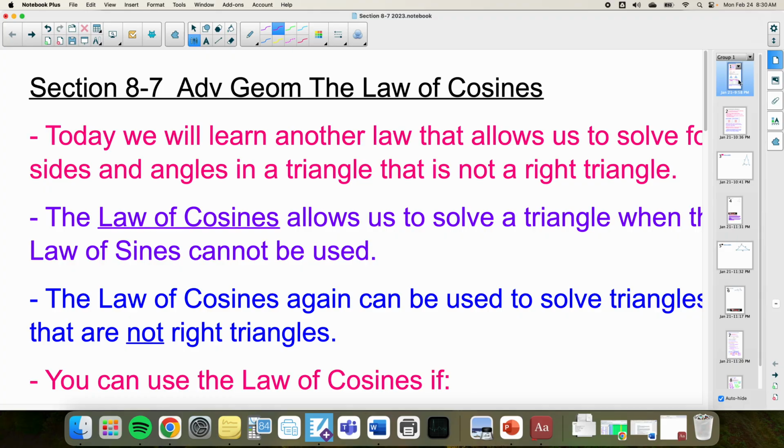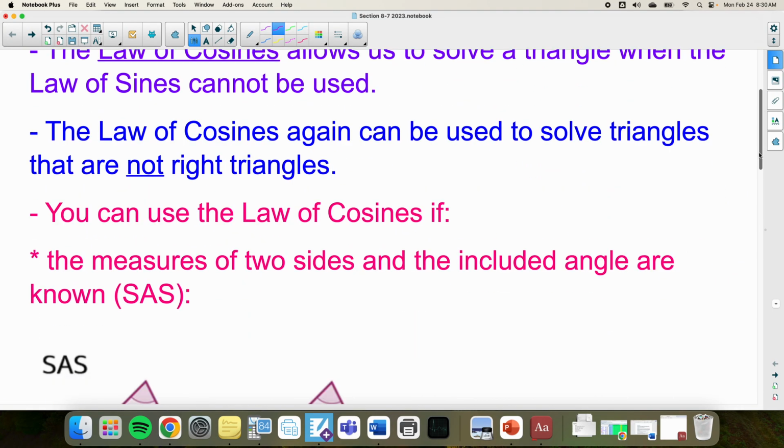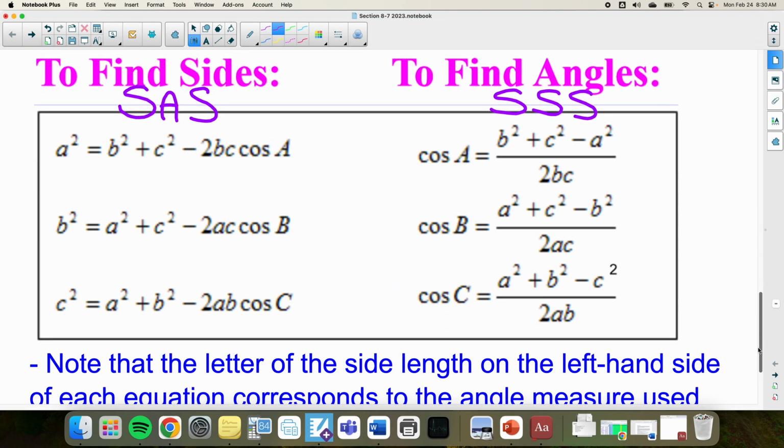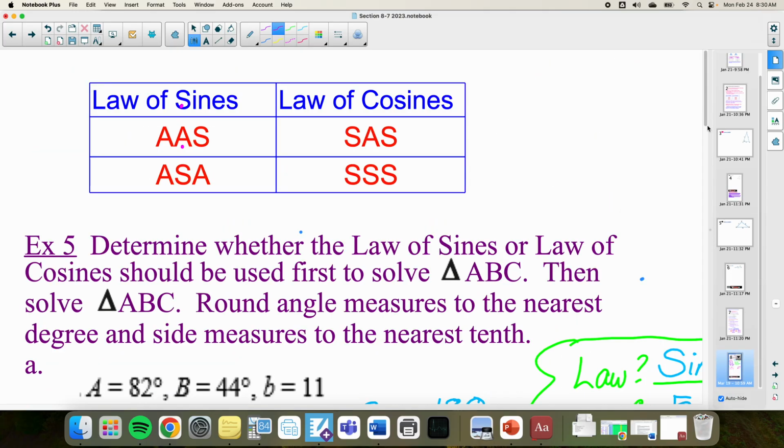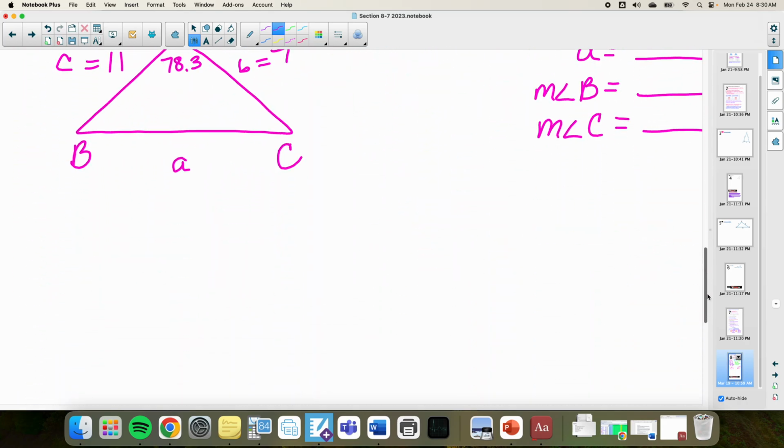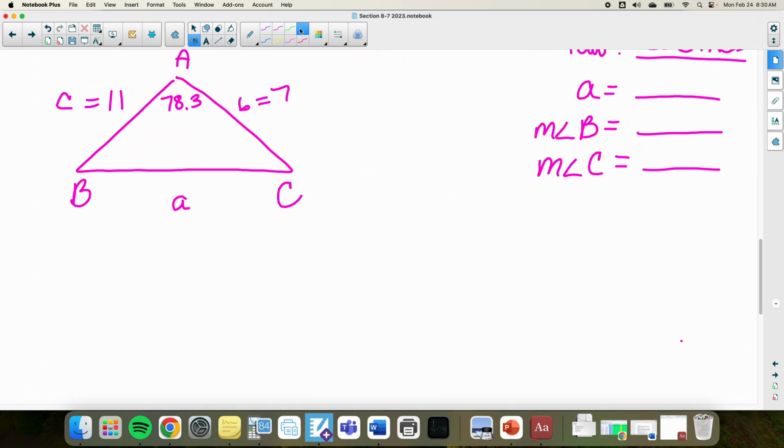And if I go back to our formulas, we are going to use this right here because we're looking for little a. Okay? So if I go back, this is going to be a squared equals b squared plus c squared minus 2bc cosine A. Is that correct?